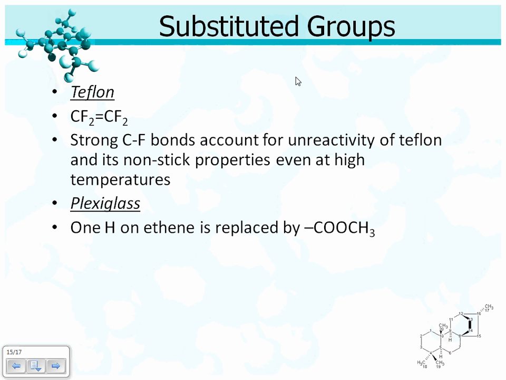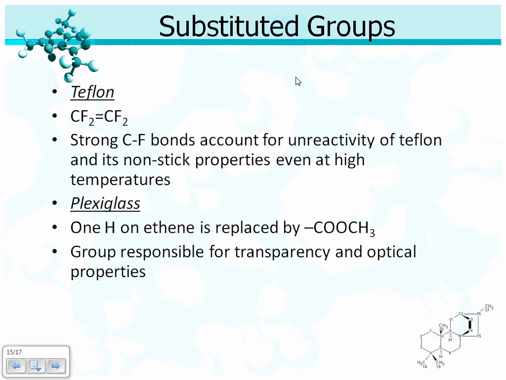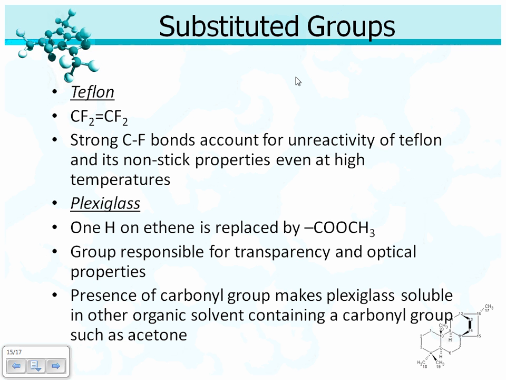Plexiglass. One of the H on ethene is replaced by the COOCH3 group. Okay, and that's responsible for transparency and optical properties, which is kind of cool. And the presence of the carbonyl group makes plexiglass soluble in other organic solvents that contain carbonyl groups, such as acetone.